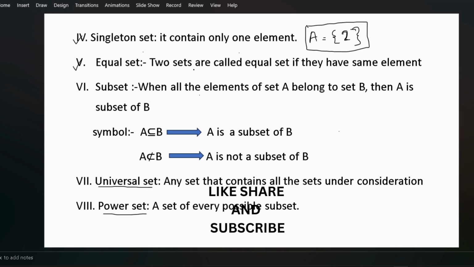Next, equal set. Okay. Now two sets are called equal sets if they have the same elements. Let's say A is a set where the elements within the second bracket are 1, 2, 3, and the second set is B, that contains 1, 2, 3. So A and B are called equal sets, as they contain the same number of elements and the same elements. Clear?